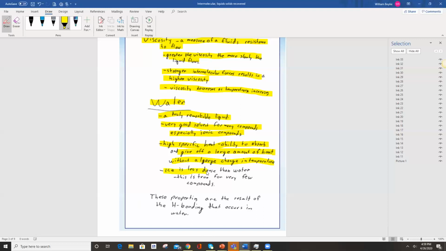Another interesting feature is that ice is less dense than liquid water. You may be thinking about this and saying, so what? Well, this is true for very, very few compounds. Almost any other compound you think of, the solid phase is more dense than the liquid phase. For water, it's the opposite. And it's kind of important that it's opposite.